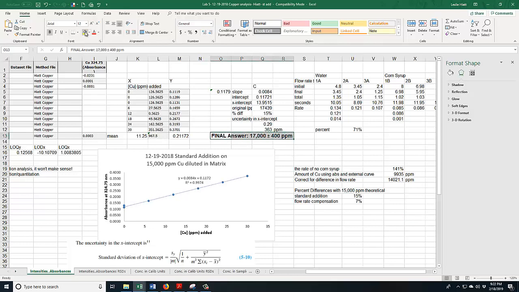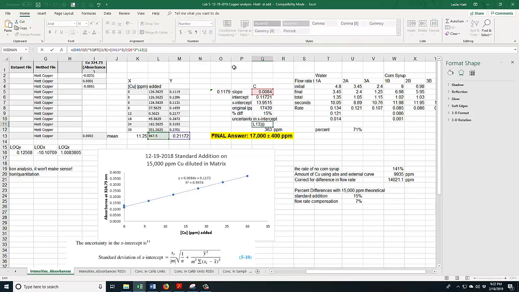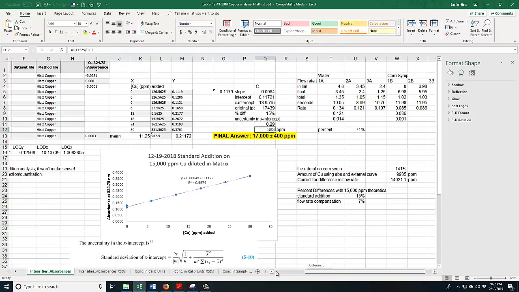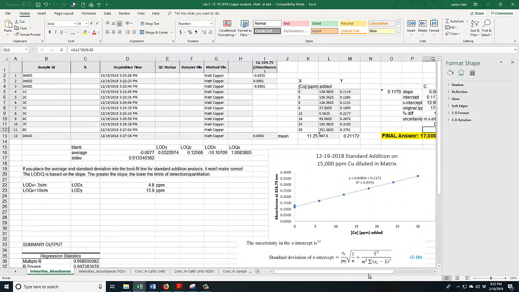With this one, that was my final answer. You need to report a final answer that looks like this, that does error propagation just like this, using this big huge equation and using the data analysis tool pack in order to solve for your final answer.